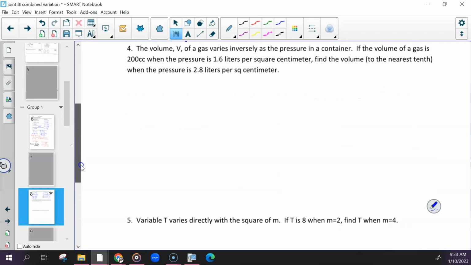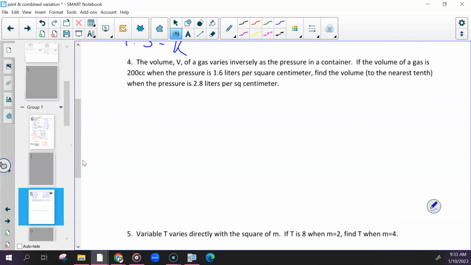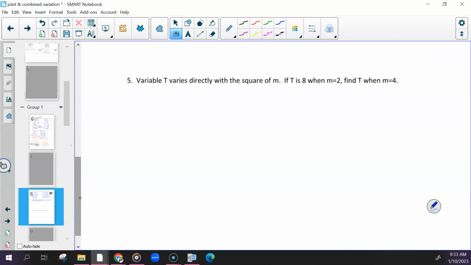We're going to skip 4 because that's really just a similar word problem we've already done that's only dealing with inversely. And I want to talk about 5. So variable t varies directly with the square of m. How would we write that equation? T equals km squared. Yes.